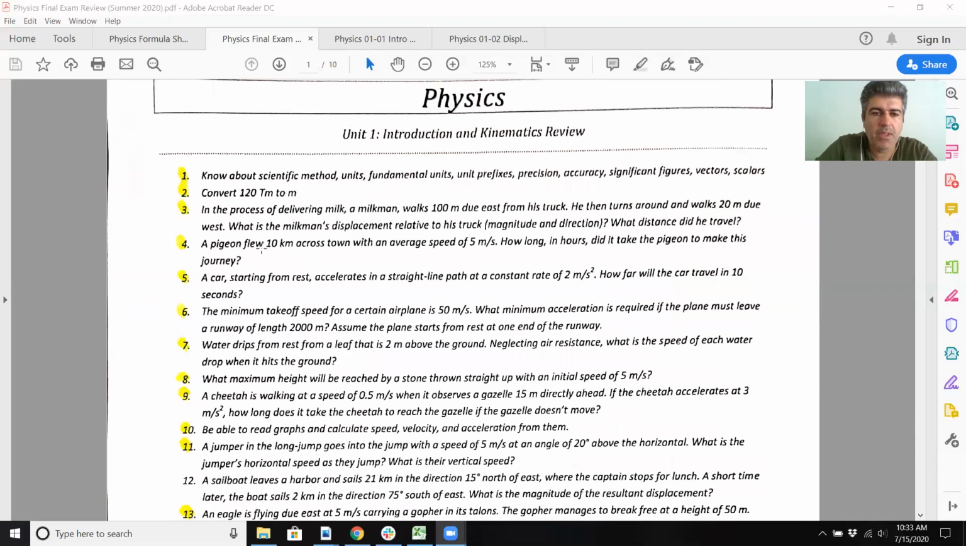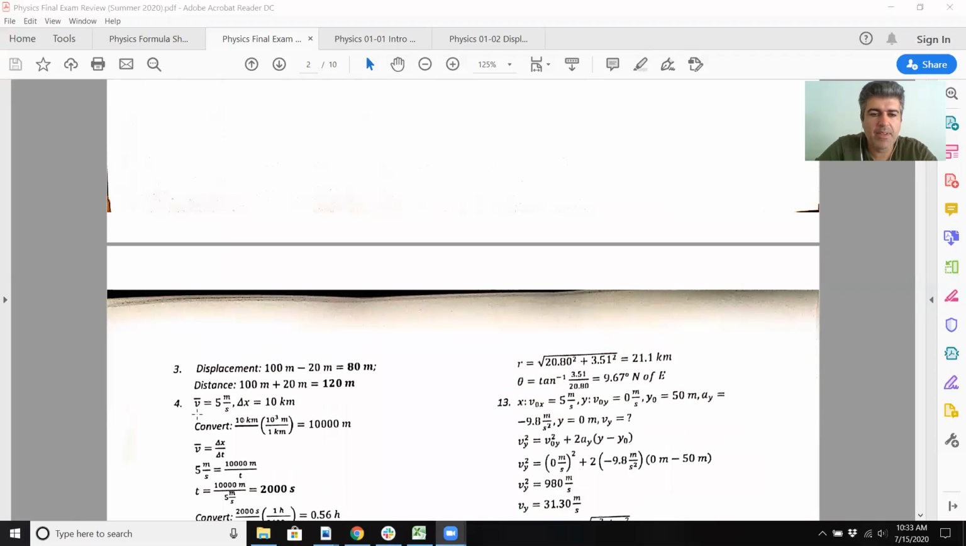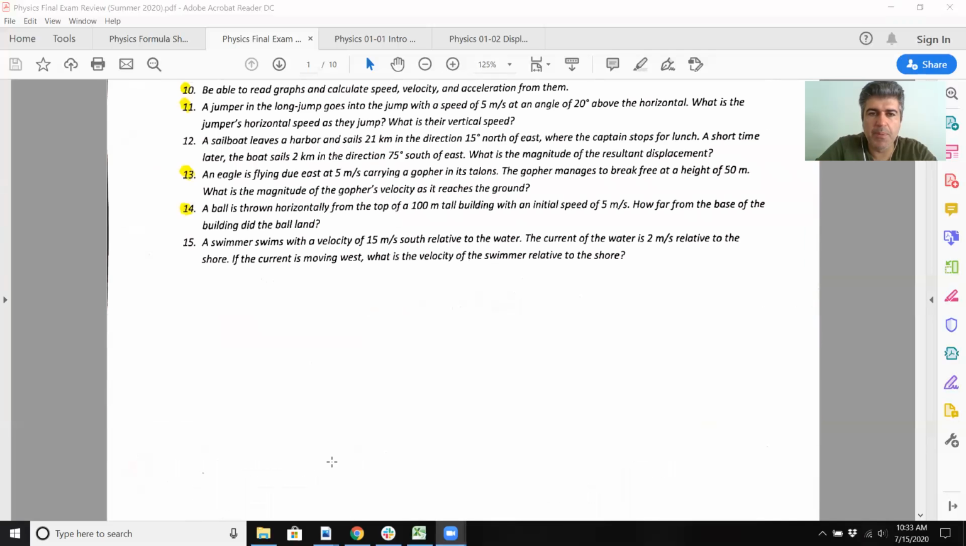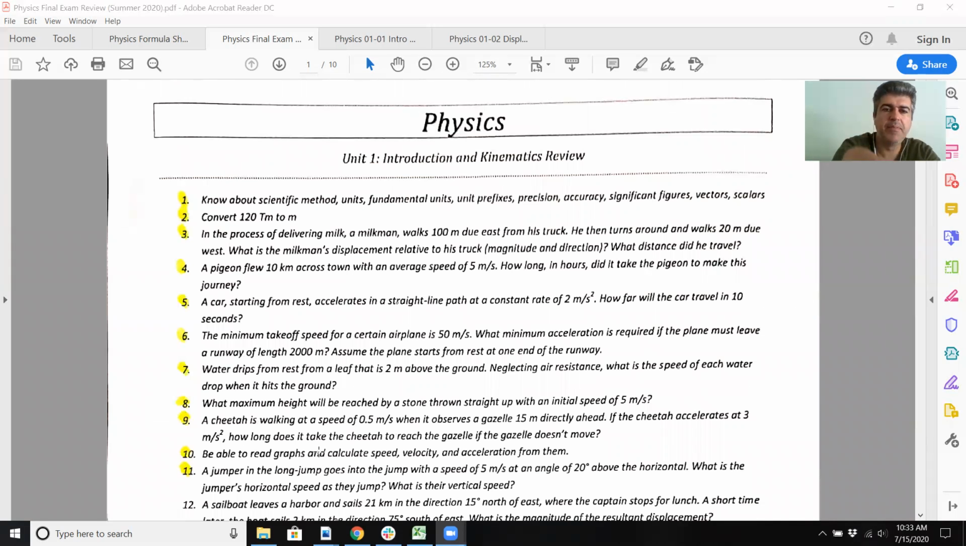4, a pigeon flew 10 kilometers across town, the average speed 5 meters per second. How long? I mean, that's pretty easy. That's just distance equals rate times time. So there's velocity. You had to convert the 10 kilometers, however, and velocity is change in distance over time. You solve for the time, it takes 2,000 seconds. Convert that to hours, get 0.56 hours. So it wasn't as simple as D equals RT, but kind of is though.